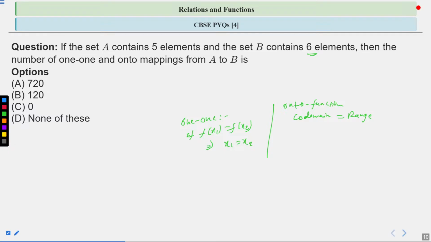We have to find whether the number of 1-1 and onto mappings from A to B can be defined. So how many 1-1 and onto functions can be defined? You just have to apply these two conditions and find how many 1-1 and onto functions can be defined. In this way you can try to think about this question. After that you have 10 seconds to solve or think about this question. After that we will discuss the solution part.